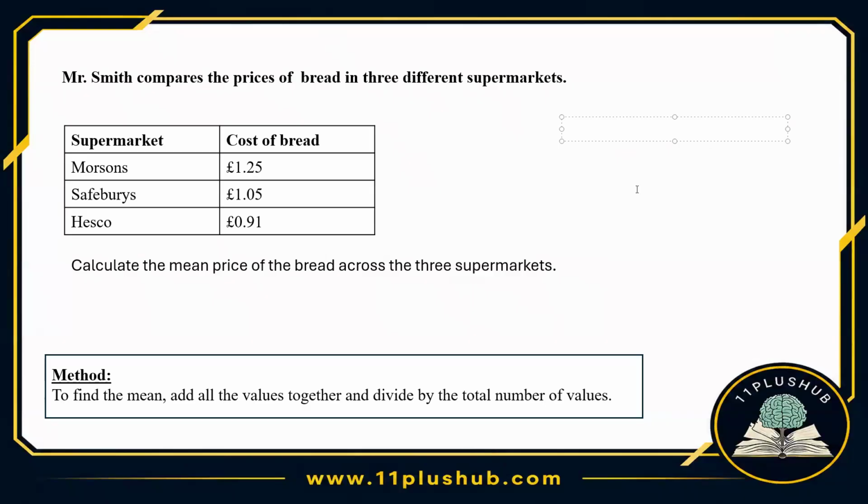First you have to add all of the costs of the bread. What method should I use? Column method, or should I just add it mentally? What did you do? I did column method, but I added all of them in one big column. All right, let's do that. So £1.25, and then I've got our place values right. So we've got £1.05, and we've got 91 pence. All right, now what?